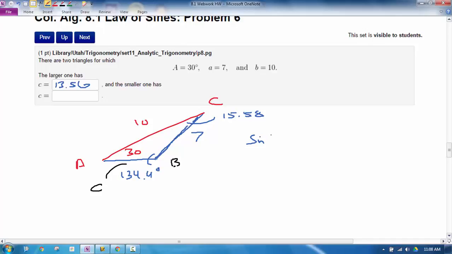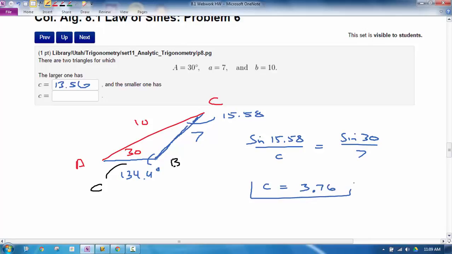I can do the sine of the 15.58 number divided by its opposite side, which is the side I'm looking for, the new side C, equals the sine of 30 over 7 again, I'll use. So now I'm going to solve this for C, and I get 3.76, which makes sense that it's smaller.